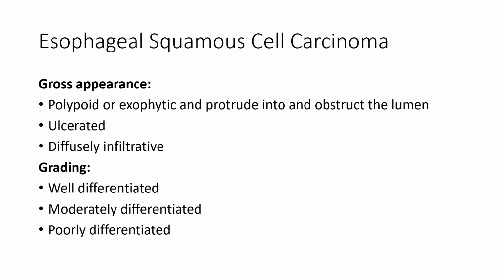As all carcinomas, they are graded, and grading is based on the degree of differentiation, as seen by the microscope. Well-differentiated tumors are easy to recognize as squamous in origin, while poorly differentiated tumors, on the other hand, have no evidence or very minimal evidence of squamous differentiation. Moderately differentiated tumors are in between. There is evidence of squamous differentiation in them.